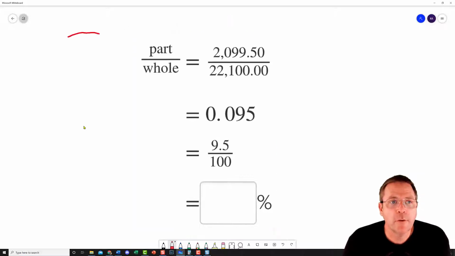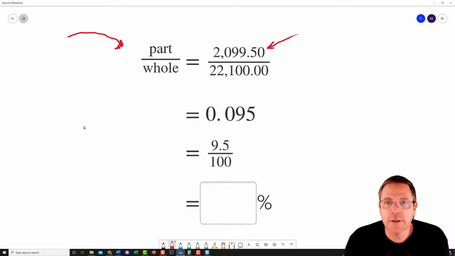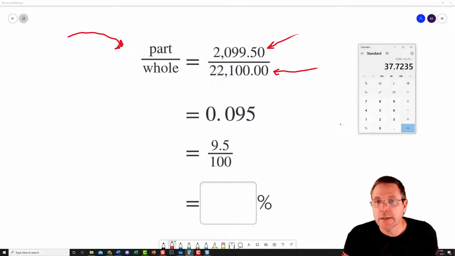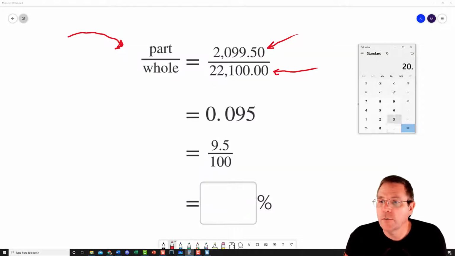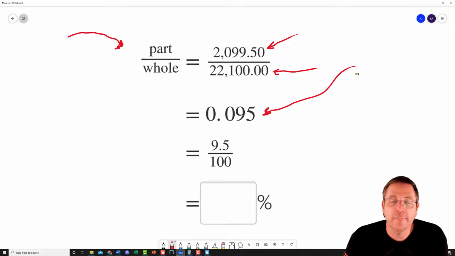First thing we have is the formula. The formula says we're going to compare a part to the whole. The part, that's going to be the percent change. The whole is going to be the wholesale price, the original price before markup. When you grab your handy dandy pocket calculator and you divide 2099.5 by 22100, you end up getting 0.095, and that is where that value came from.